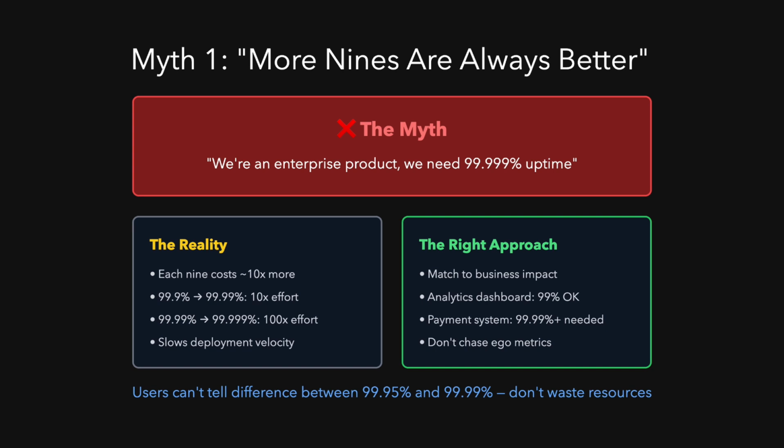For example, your internal analytics dashboard used by 20 product managers, accessed during business hours for non-critical decisions. Does it need 99.99%? No. Even 99%, which equals 7 hours of downtime per month, is probably fine. Your payment processing system handling millions of dollars per hour, absolutely yes. 99.99% or higher is justified.